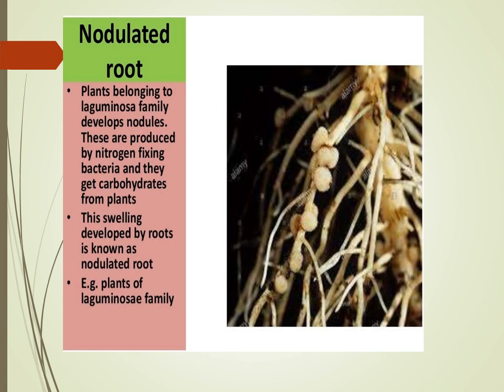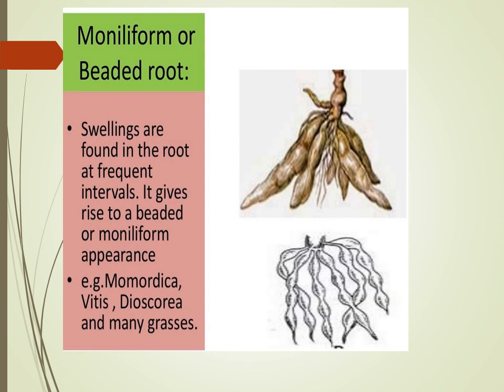The third one under the storage is nodulated root. Plants belonging to the Leguminosae family develop nodules. These are produced by nitrogen-fixing bacteria, and they get carbohydrates from the plants. This swelling developed by the roots is known as nodulated roots. Example, plants of Leguminosae family.